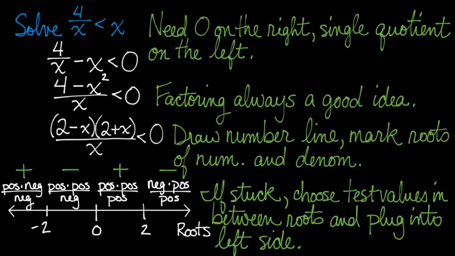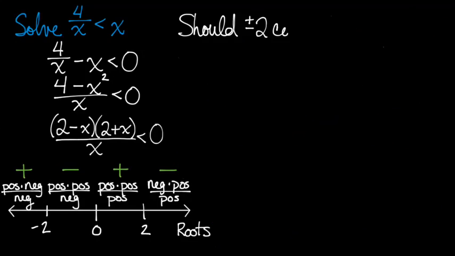Now the problem says we need the sections where the rational expression is negative, which means I want the second section and the 4th section as my solutions. Finally, the last step is taking a look at positive 2, negative 2, and 0 and asking if they should count. Should plus or minus 2 count?